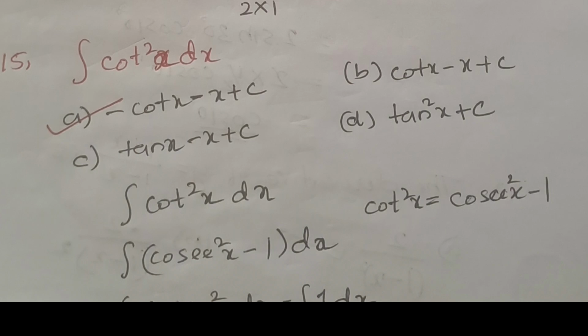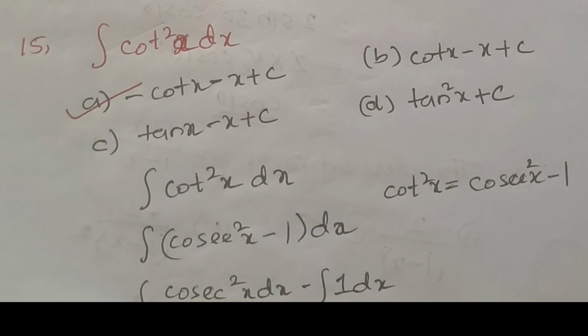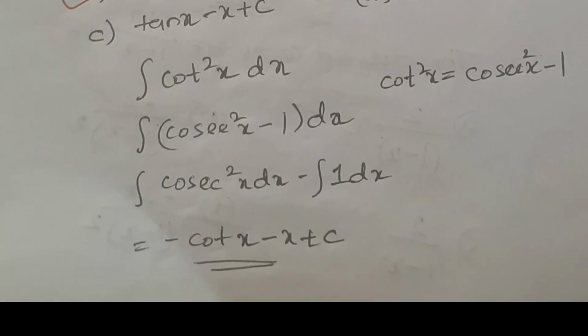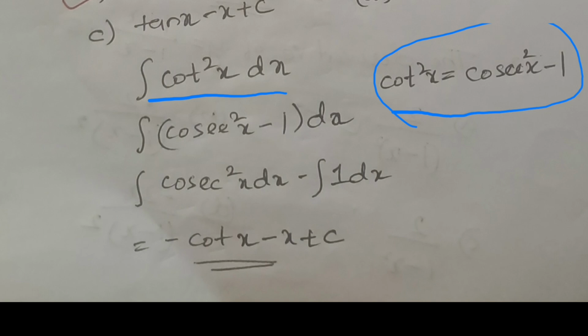Same way, next question, integration of cot square x dx. The answer is option A, minus cot x minus x plus c. We'll move on to that. Integration of cot square x dx, you can write it in terms of cosecant square x minus 1. You substitute this value here, cosecant square minus 1 into dx. Each term you have to integrate, so that's why we have written cosecant square x dx.